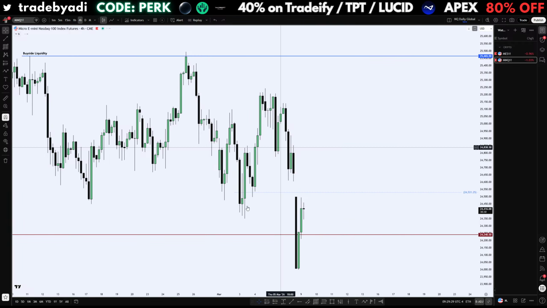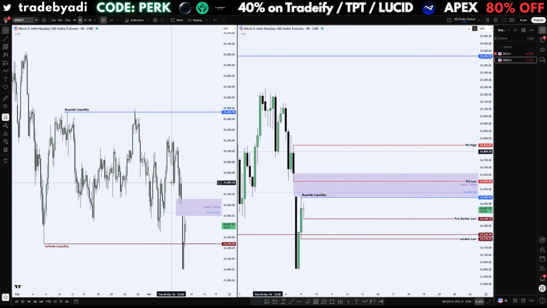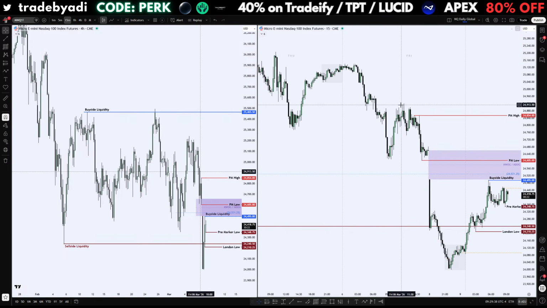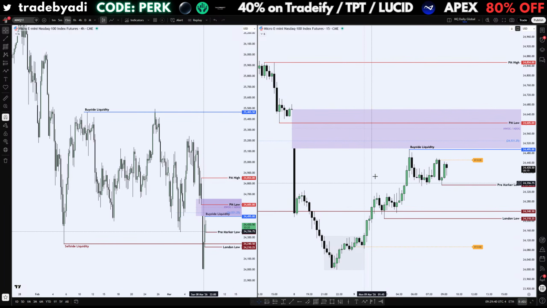So let's check the Nasdaq only. We are going to open up in 15 seconds. Most likely we are going to target this high and this high only.